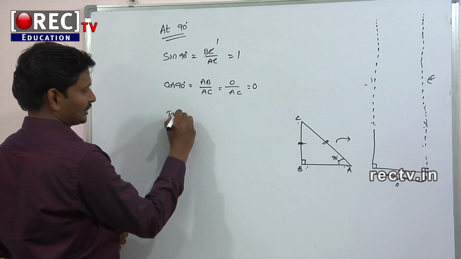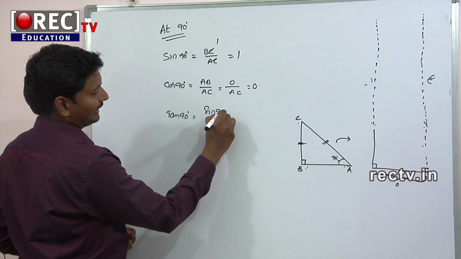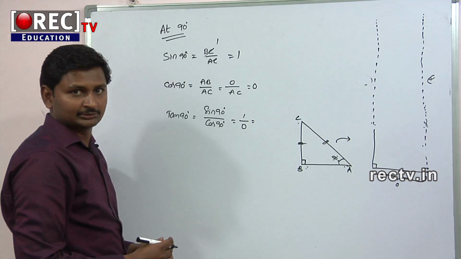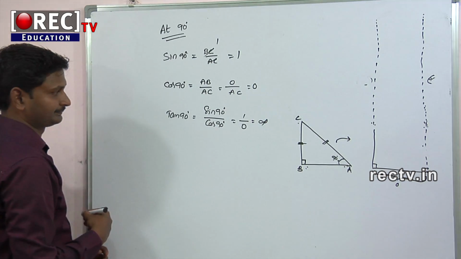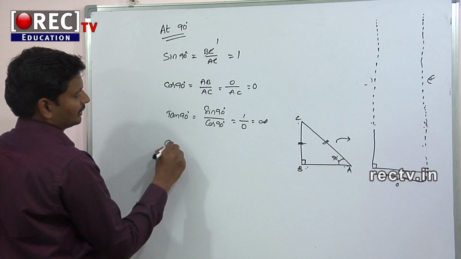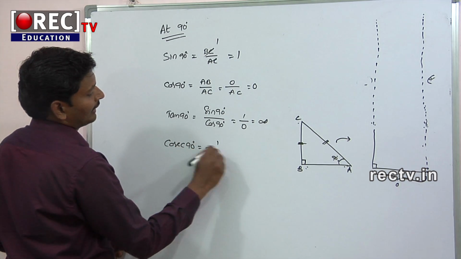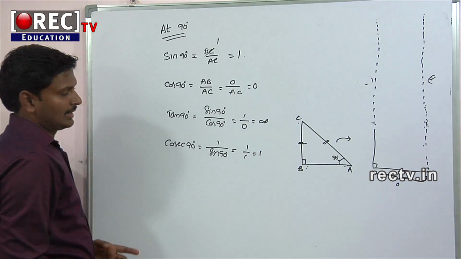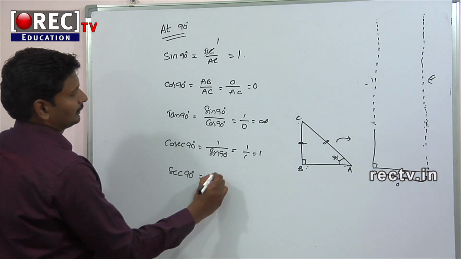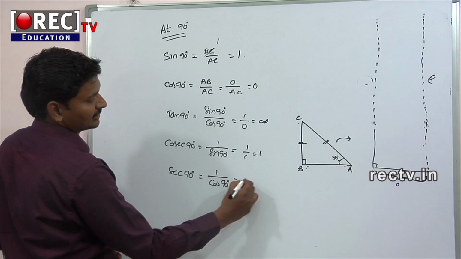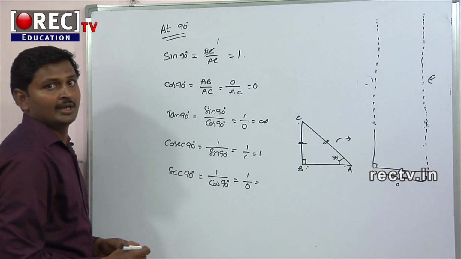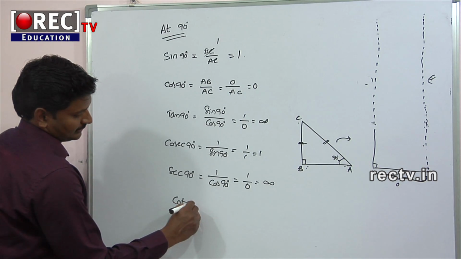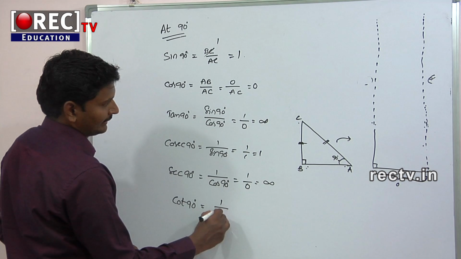So tan 90 degrees is equal to sin 90 degrees divided by cos 90 degrees. That is equal to 1 by 0. 1 by 0 is an indeterminate term, so that is not defined, infinity. Next, cosec 90 degrees is equal to 1 by sin 90 degrees. Sin 90 degrees is equal to 1, so 1 by 1 is equal to 1. And next, sec 90 degrees is equal to 1 by cos 90 degrees. That is equal to 1 by 0. We know that 1 by 0 is the indeterminate term and that is infinite.